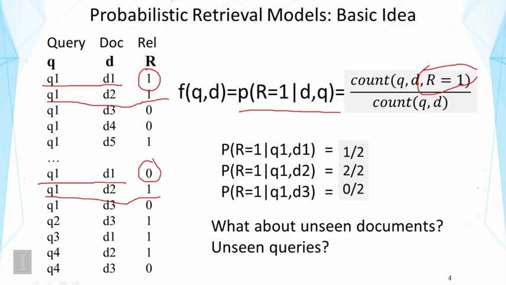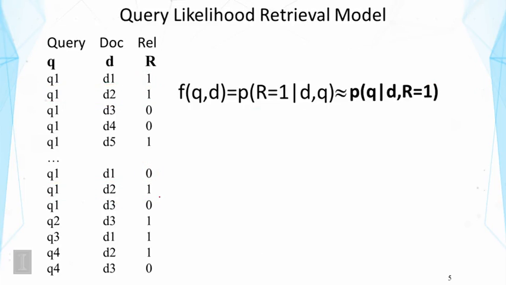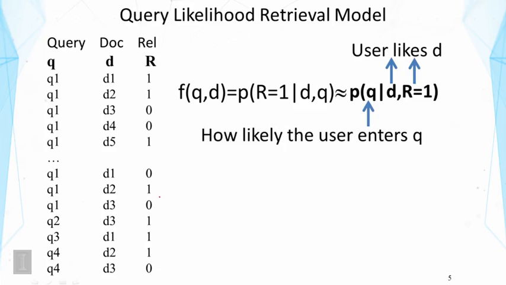Well, the solution is that we have to approximate in some way, right? So in this particular case, called the query likelihood retrieval model, we just approximate this by another conditional probability, P of Q given D and R equal to 1. So in the condition part, we assume that the user likes the document, because we have seen that the user clicked on this document. And this part shows that we're interested in how likely the user would actually enter this query, how likely we will see this query in the same row.